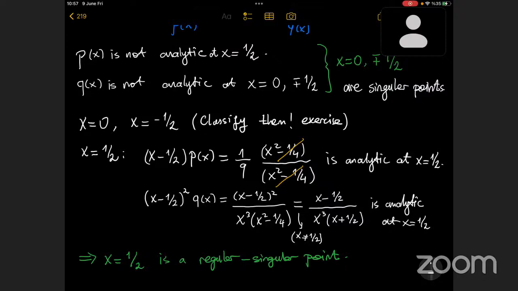Mesela fonksiyondaki değerini koyabilirsin. Mesela şu fonksiyonun 1 bölü 2'deki değeri ne? 0. Değil mi? Yani 1 bölü 2 dışında bunlar birbirine eşit. 1 bölü 2'de de 0 olarak tanımlarsan o zaman her yerde eşit oluyor. Dolayısıyla fonksiyonu 1 bölü 2'de de tanımlayabiliyorsun aslında.